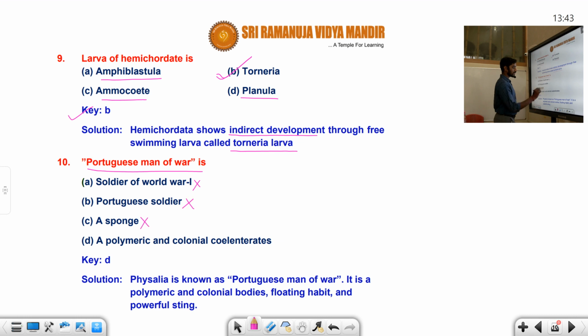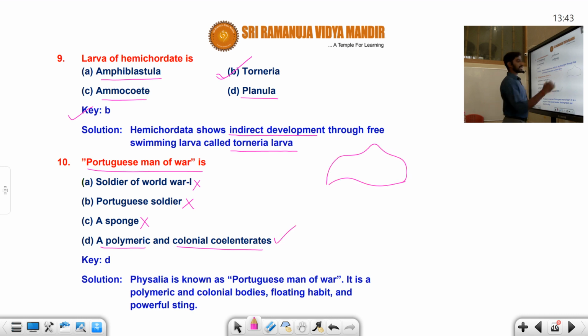And it belongs to the Coelenterata, not a sponge. You can see the D option, a polymeric and colonial Coelenterate. So this is the correct option. So once again you can recall what the Portuguese man of war is.